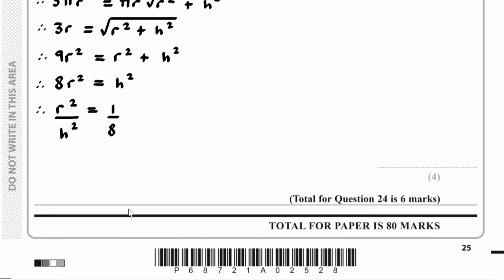And if I square root both sides, I've got r over h equals 1 divided by square root 8. Which means the ratio r to h is equal to 1 to root 8. So that is the required ratio.